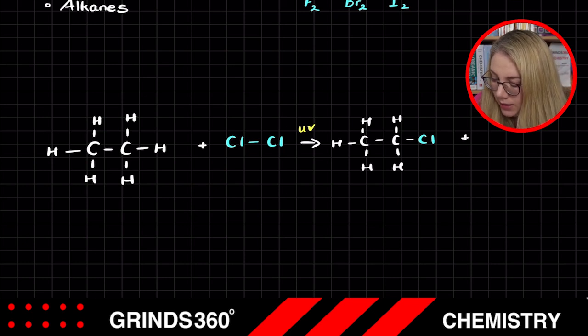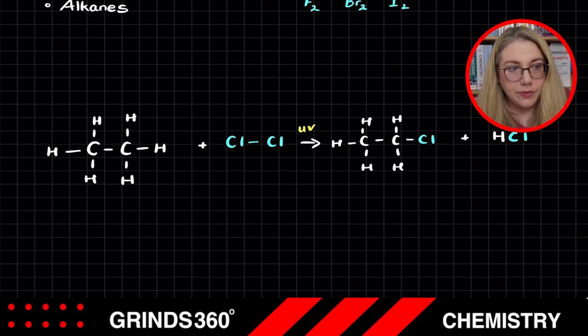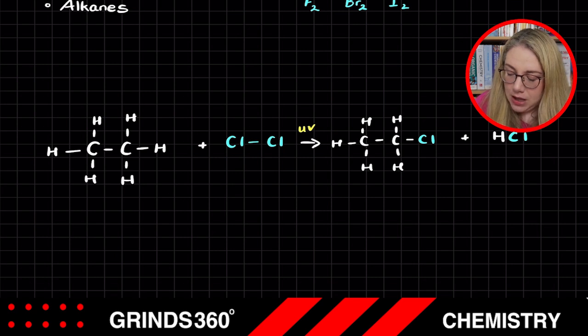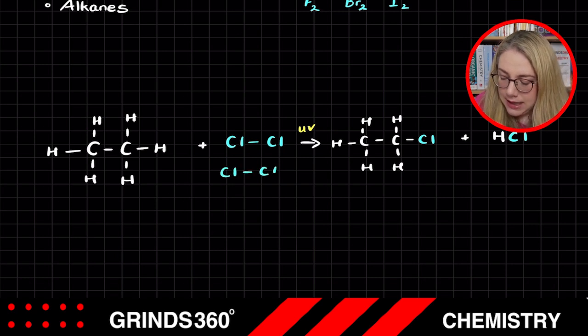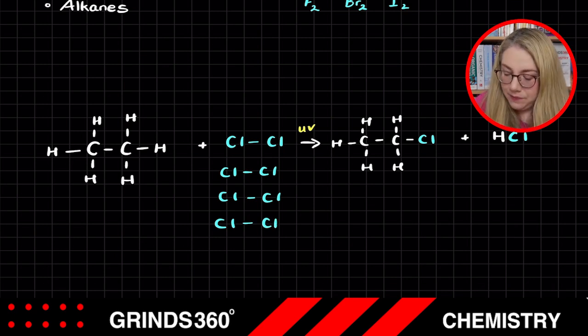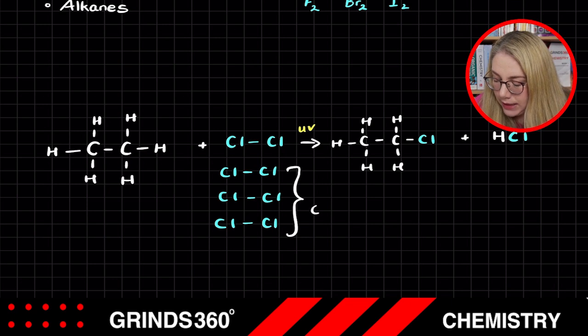And the second product would be hydrogen chloride. Now, if I wanted to put more than one chlorine onto that alkane, then you would need lots and lots and lots of chlorine molecules inside the container with the alkane. If you have lots and lots of chlorine molecules, your chlorine is in excess.